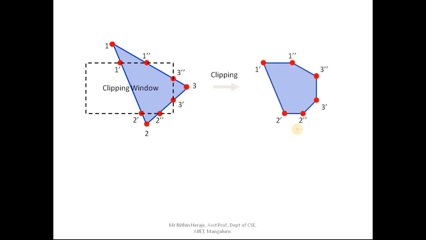So this is the polygon with the new edges: 1 dash, 1 double dash, 3 double dash, 3 dash, 2 dash and 2 double dash. So totally here we have 6 new edges. If you look at the original one, we had 3 edges, that is 3 vertices, 1, 2 and 3, and here we have 6 new vertices, which is the clipped polygon. Alright, I hope you understood this. I'll move on.